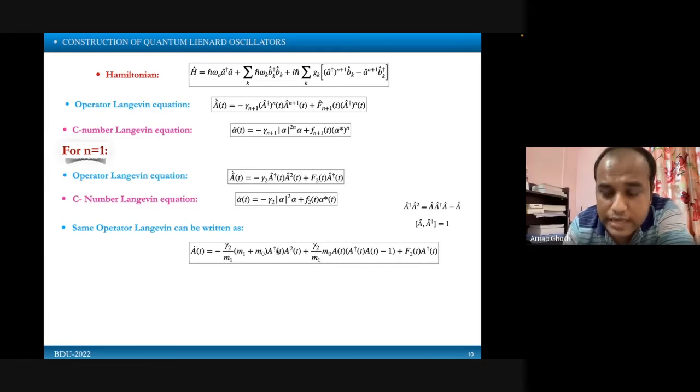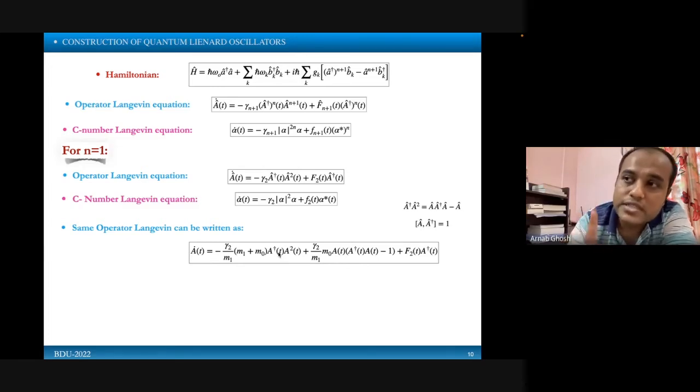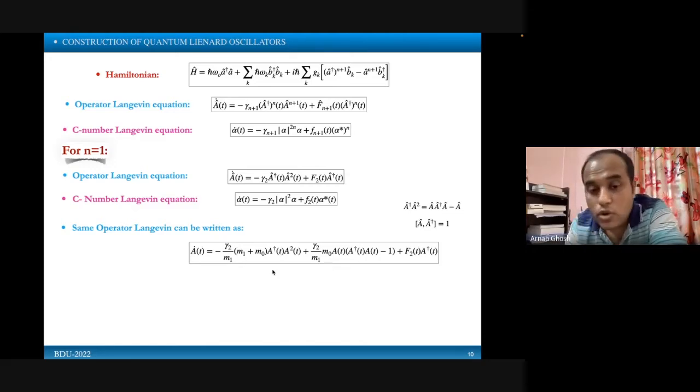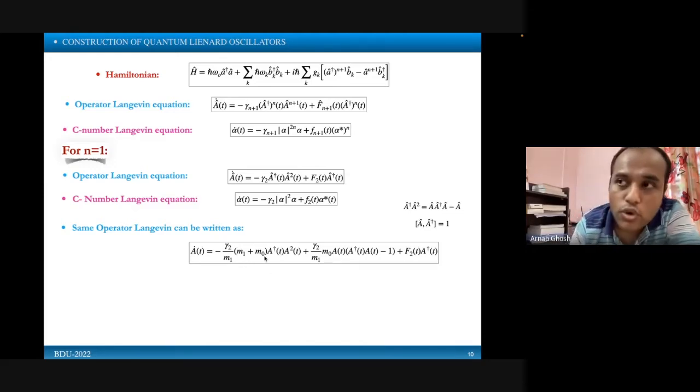Again, as I mentioned, these two different forms of the operator Langevin equation in principle describe the same system, although they look different, where M1 and M0 are any integer values you can take. You just use the commutation relations and you can derive this. Now, why have I derived that?